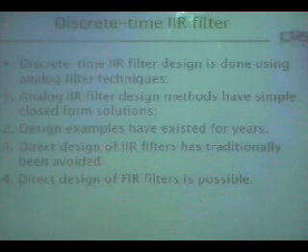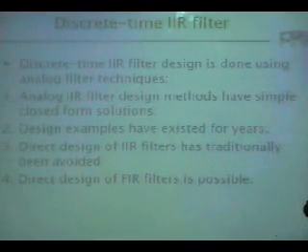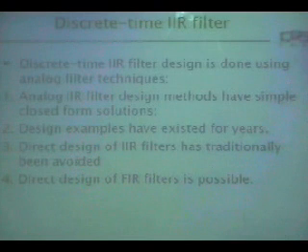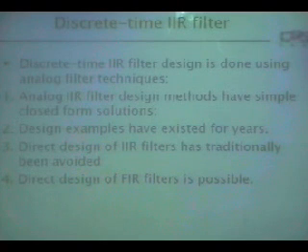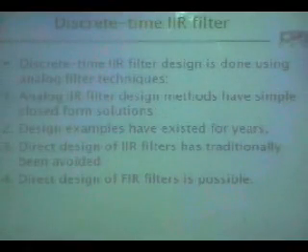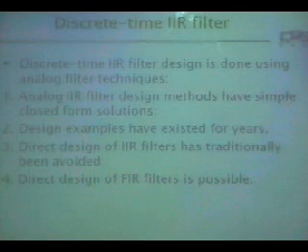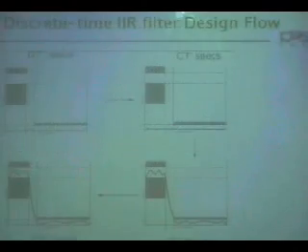So we covered this. Then I mentioned the IIR filters, that IIR filter design is done using analog filter techniques. So you design these filters in the analog domain, with techniques that already exist. Analog IIR filter design methods have simple closed form solutions, that is one reason for doing this. And the second, a very compelling reason, is that design examples have existed for years. So we make use of those design examples. Usually they are not designed directly in the digital domain. Direct design of FIR filters is obviously possible.